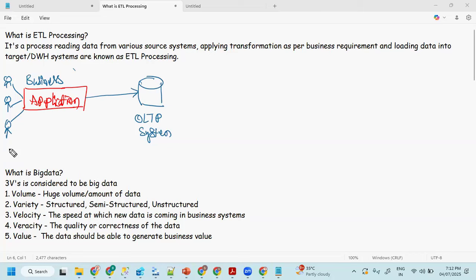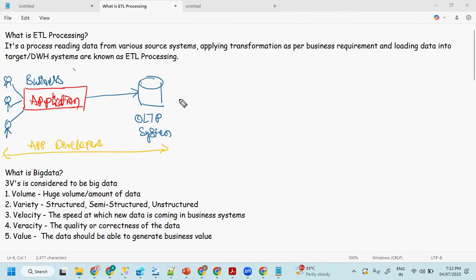I mean to say, who is going to fall under this particular area: application developers, we can say app developers, and SQL developers also are going to be part of this.